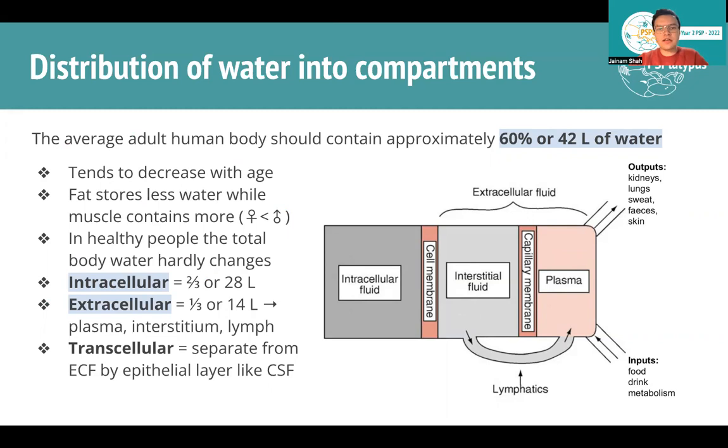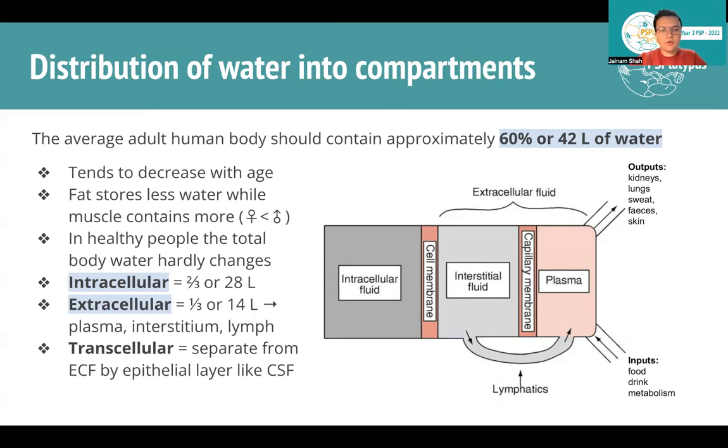The average adult human body contains about 60% water by volume, so that constitutes 42 liters. That number tends to decrease with age, and so you get progressive dehydration as you get older. And generally speaking, the average female human body will contain less water than the average male human body. The reason why is because the female human body tends to contain more fat. Fat stores less water than muscle.